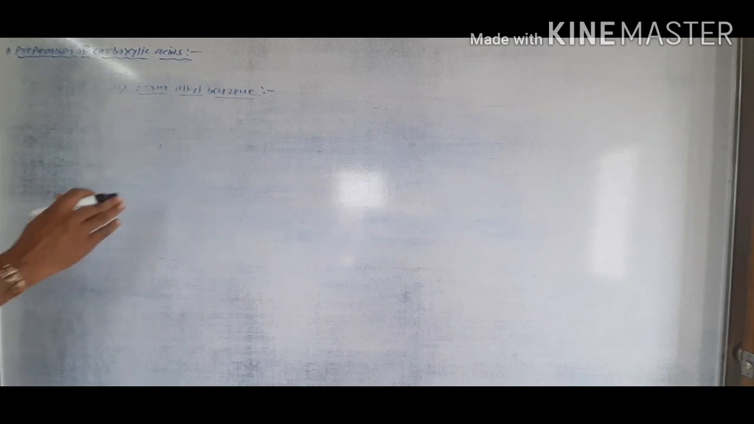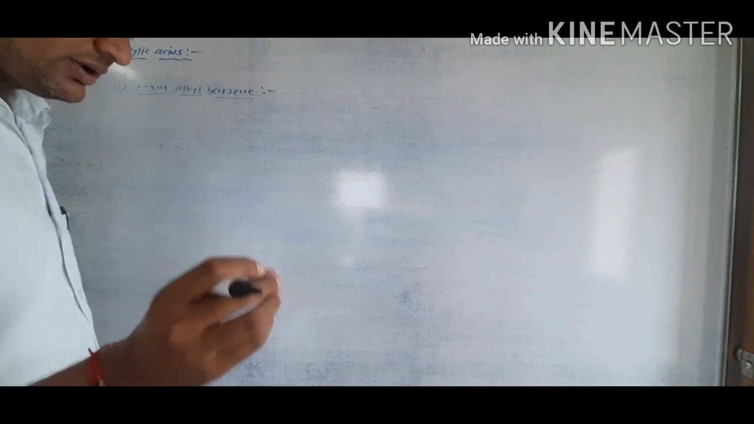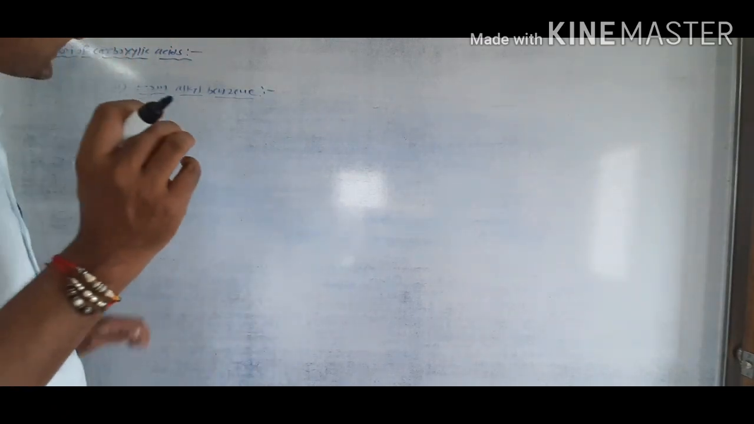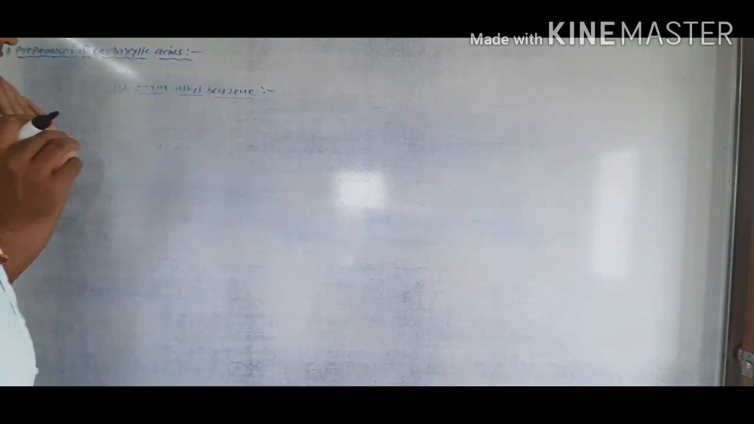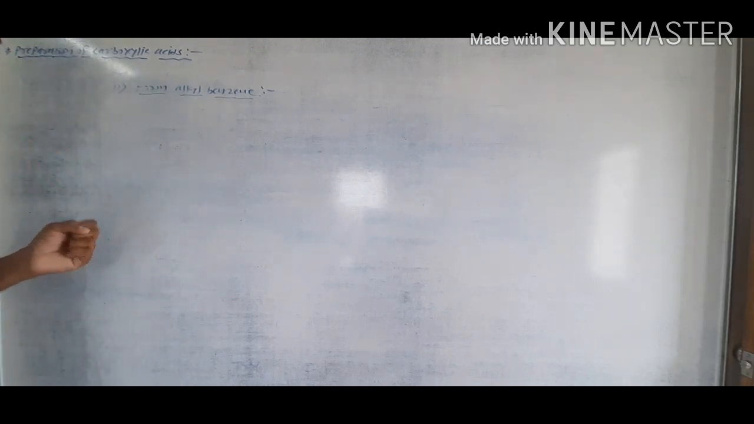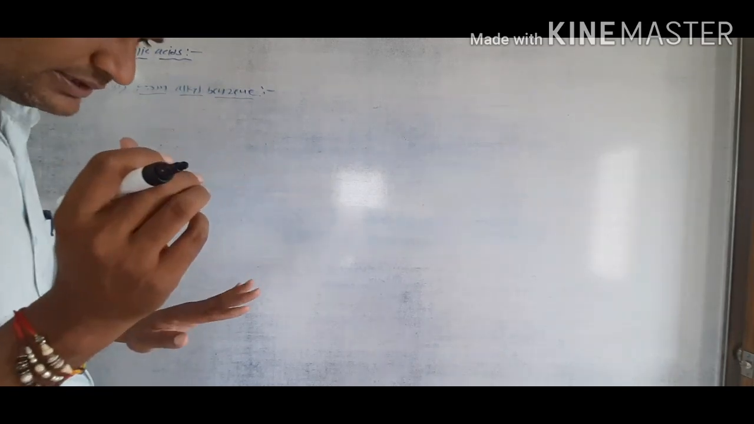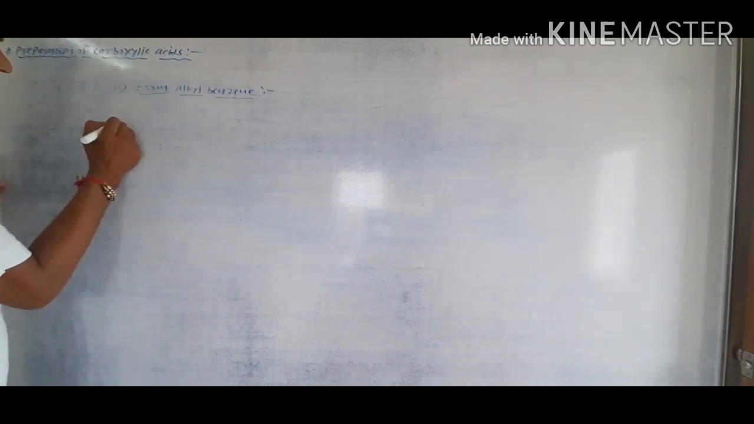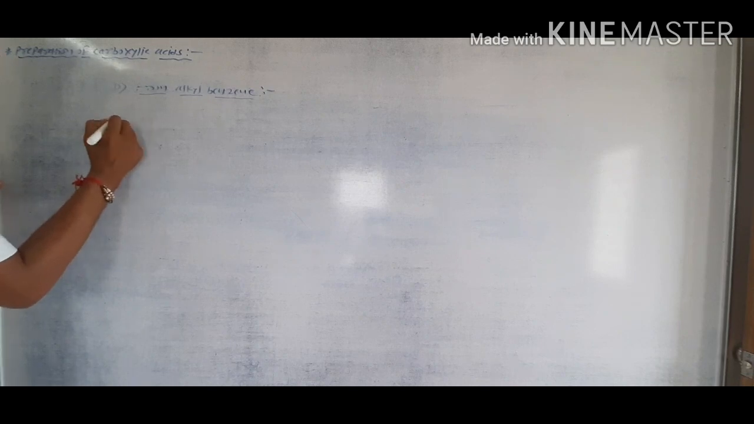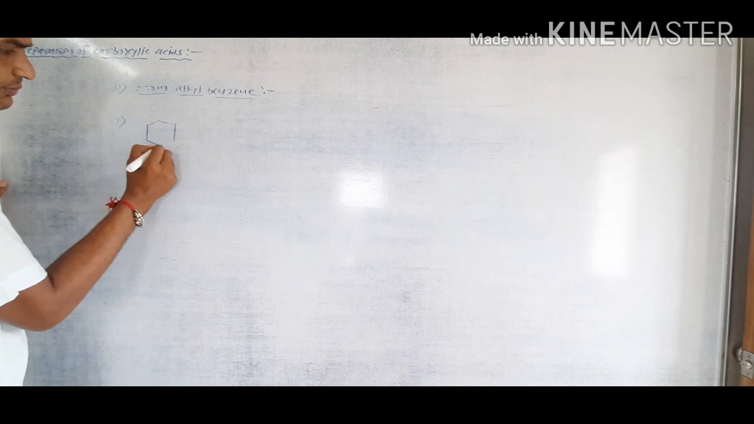In this method, the tertiary alkyl benzene does not react or does not give the carboxylic acid. Only a primary alkyl group or secondary alkyl group will give the carboxylic acid. A tertiary alkyl group does not give the carboxylic acid. For example, the first example is from toluene. This molecule is the toluene molecule.